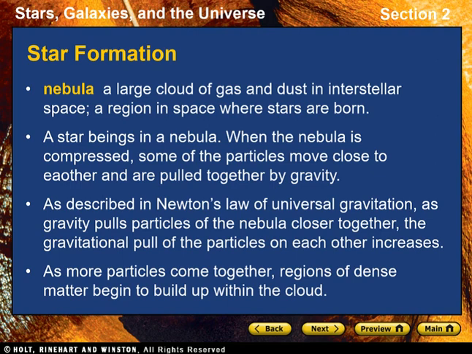According to Newton's law of universal gravitation, all objects in the universe attract each other through gravitational force. This gravitational force increases as the mass of an object increases or the distance between the two objects decreases. Therefore, as gravity pulls particles closer together, the gravitational pull of the particles on each other increases. This increase in gravitational force causes more nearby particles to be pulled toward the area of increasing mass. As more particles come together, regions of dense matter begin to build up within the cloud.